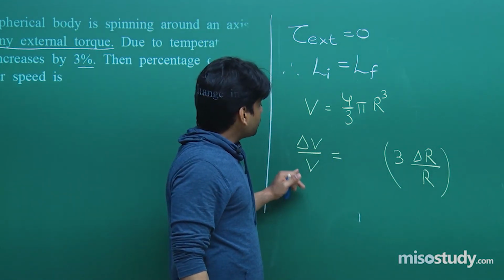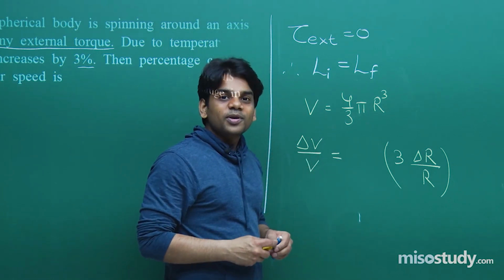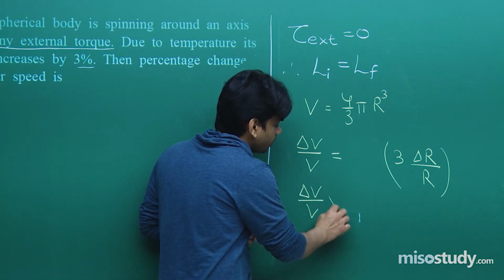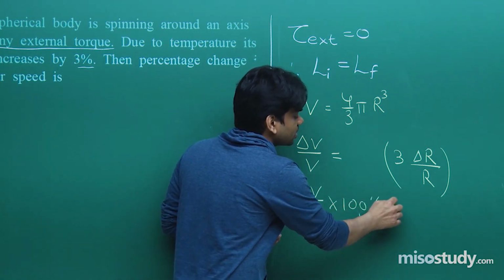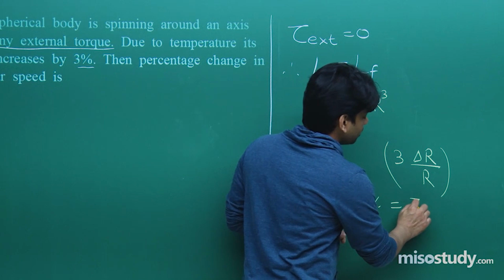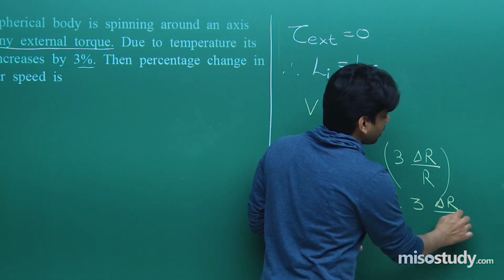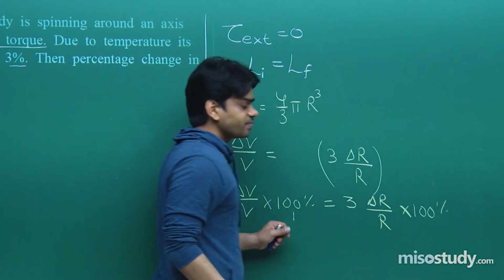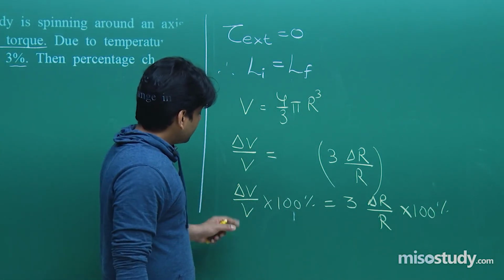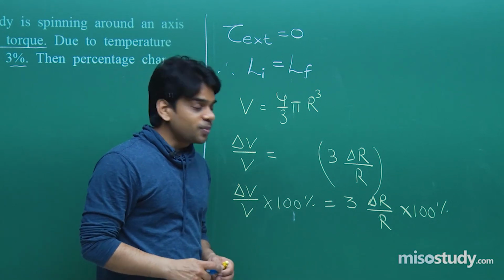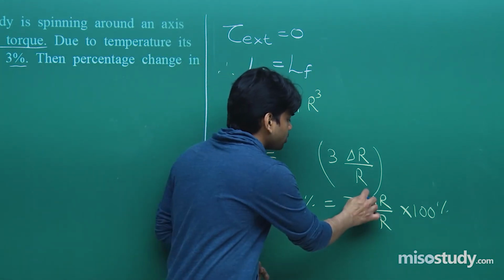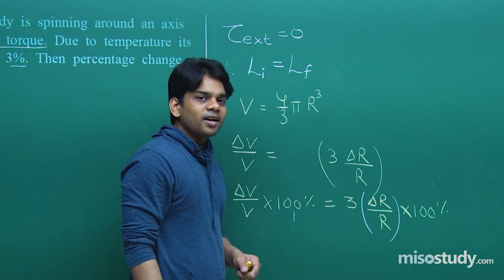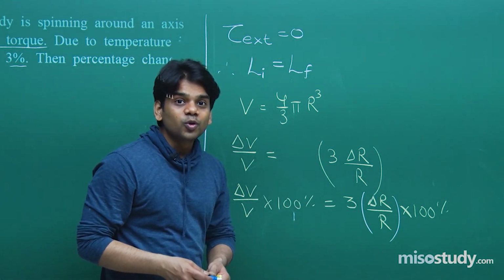Now the change in volume is 3%, that is what has been given. So ΔV by V multiplied by 100% is equal to 3 times ΔR by R multiplied by 100%. ΔV by V into 100% is given as 3%. So 3 times ΔR by R into 100%. So what will be ΔR by R? Obviously that will be equal to 1%.